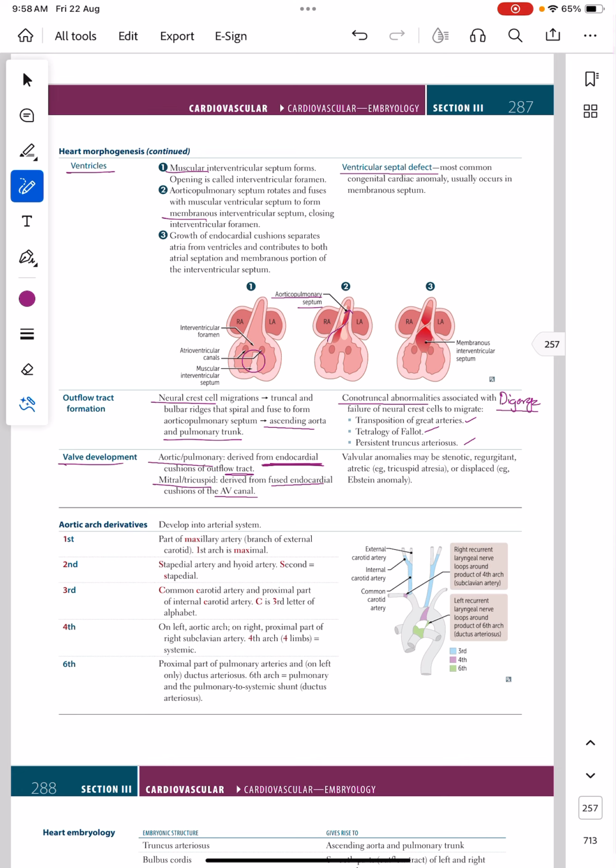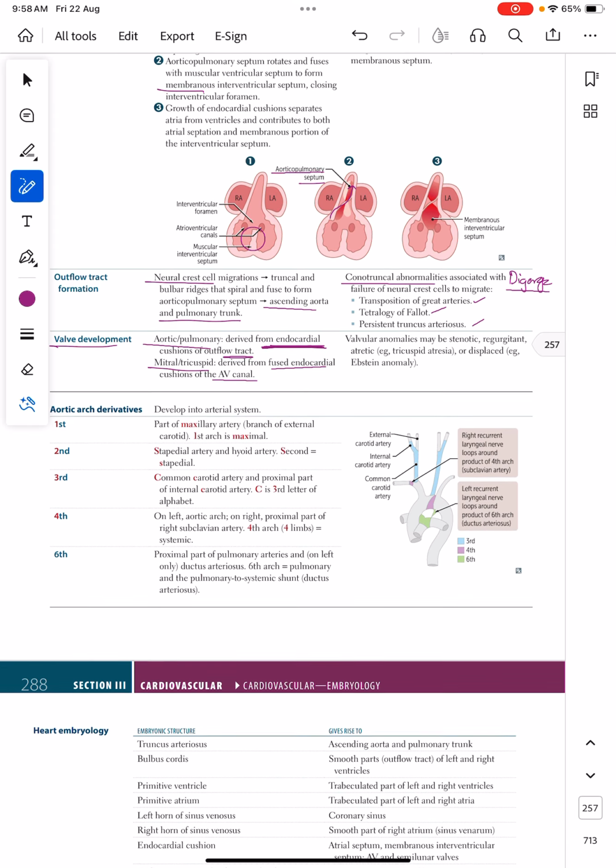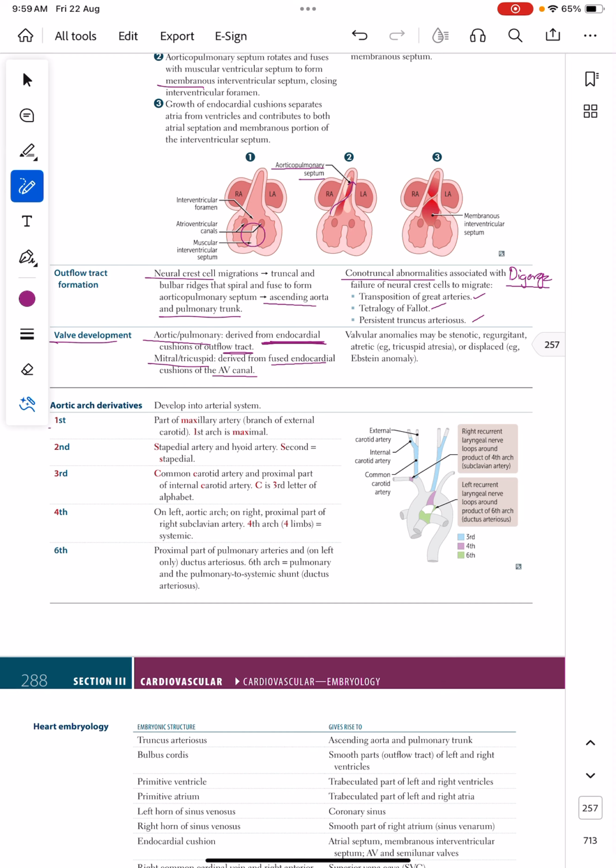So about the arches, I will make a separate video on this, but just remember that the artery of the first arch is the maxillary artery, the second has stapedial, and the third is common carotid. You can remember it by the letter C, common carotid. And the fourth has on the left the aortic arch, and on the right the subclavian. And the fifth is not, because that regresses. The sixth forms the pulmonary arteries on the left and ductus arteriosus on the right.